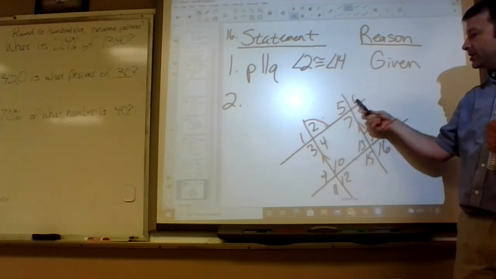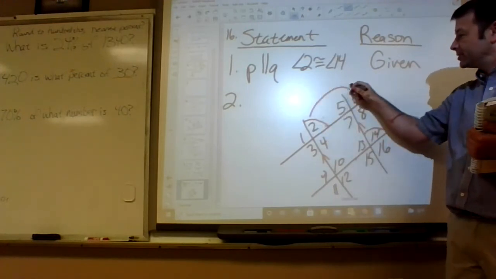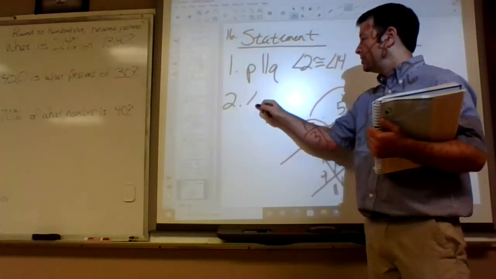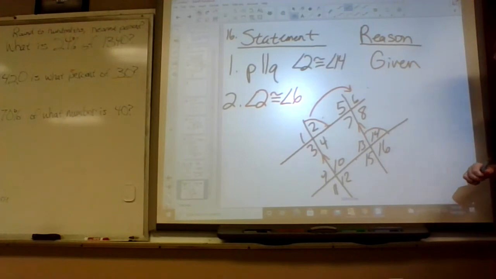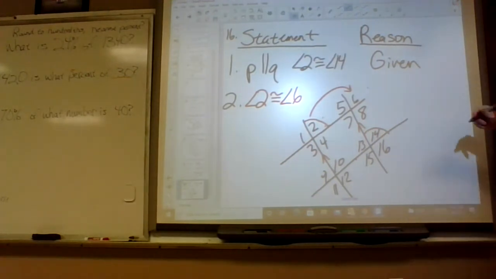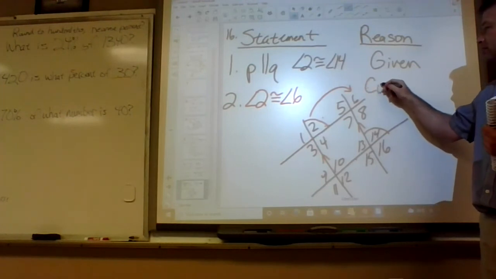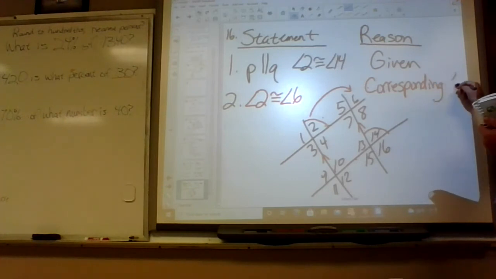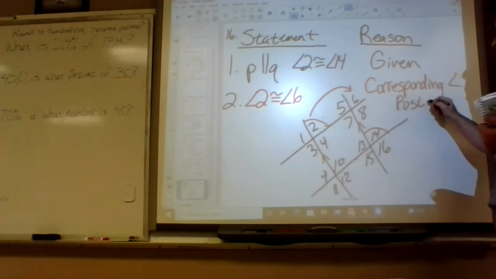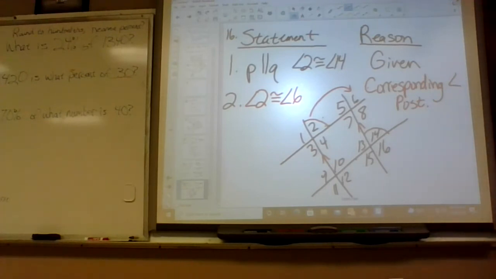So I'm going to say 2 and 6 are the same. I'm going to jump this way first. 2 and 6 are the same. Why do we know those are the same? Because they're corresponding angles of parallel lines, or corresponding angle postulate. And then number 3 is angle 6 is congruent with angle 14. Yes, that's true, but it's not corresponding angle postulate for that one.